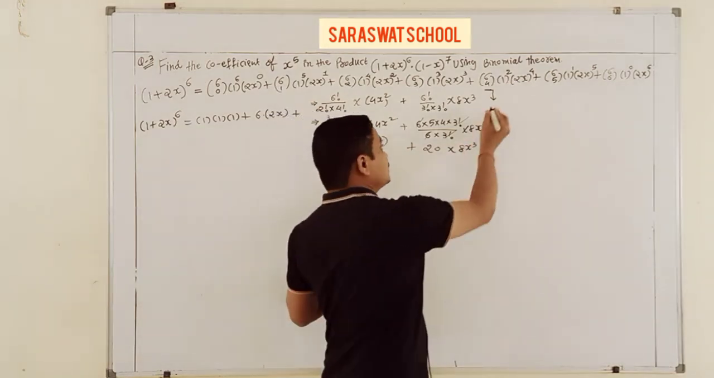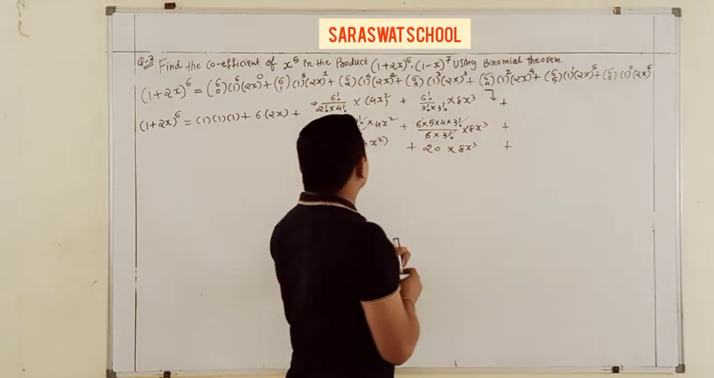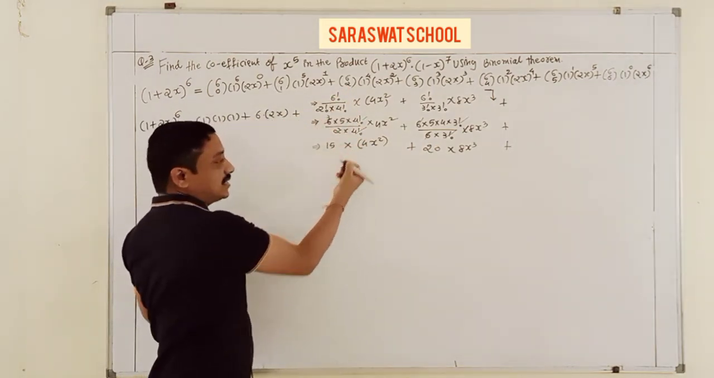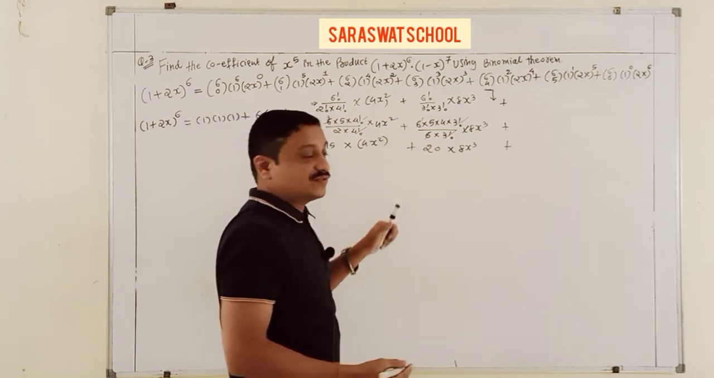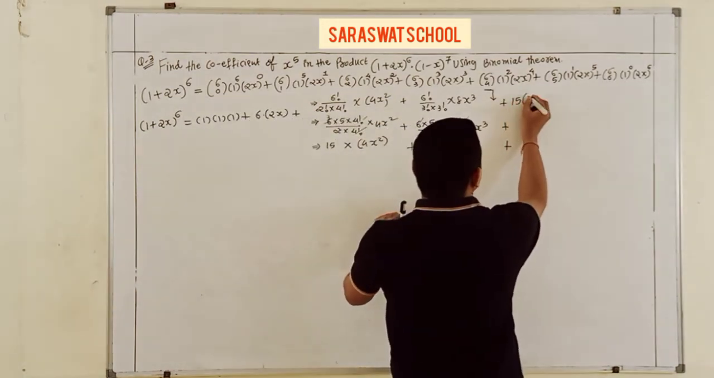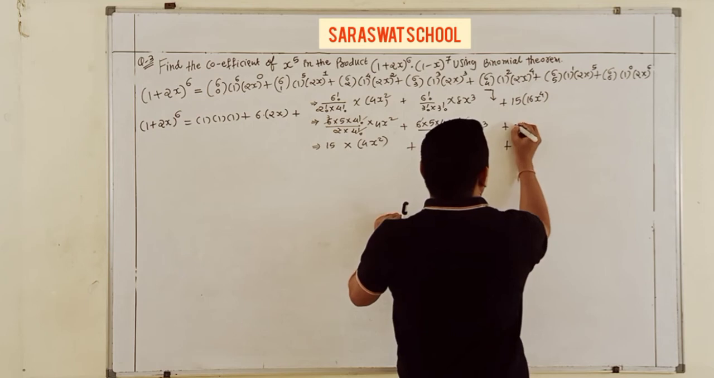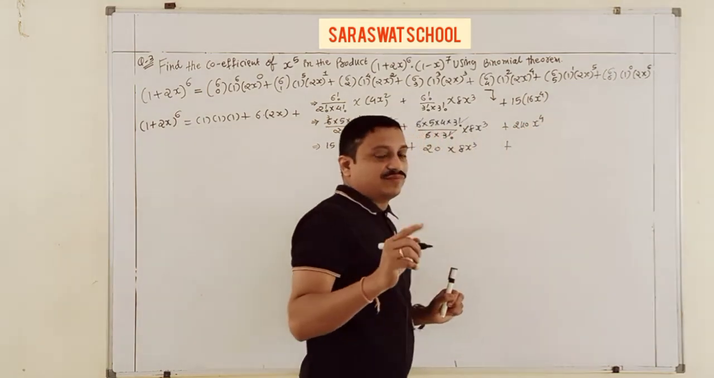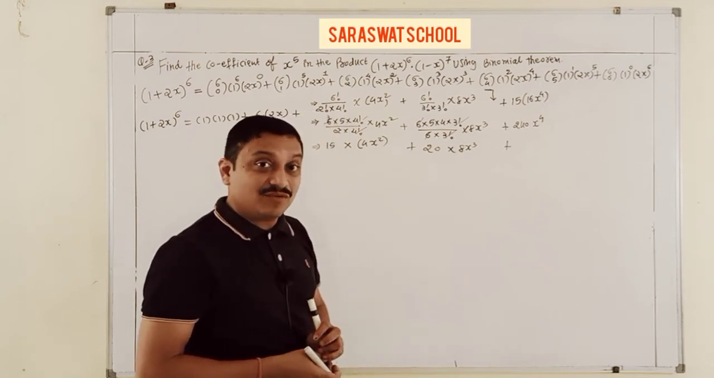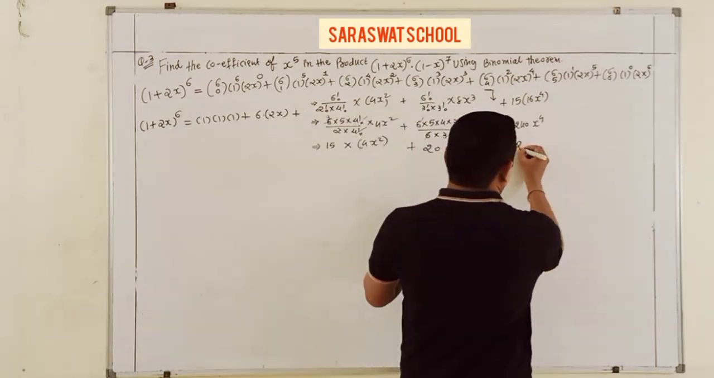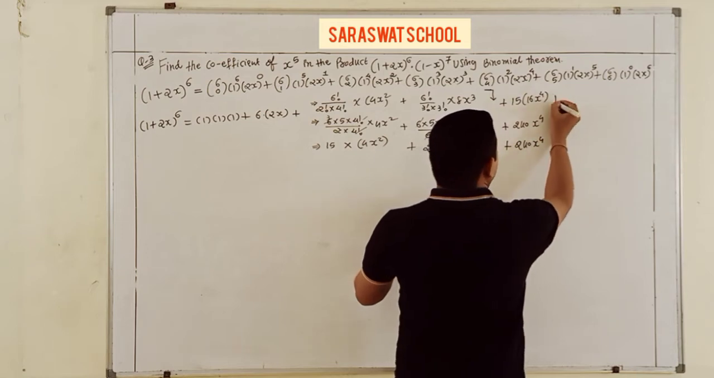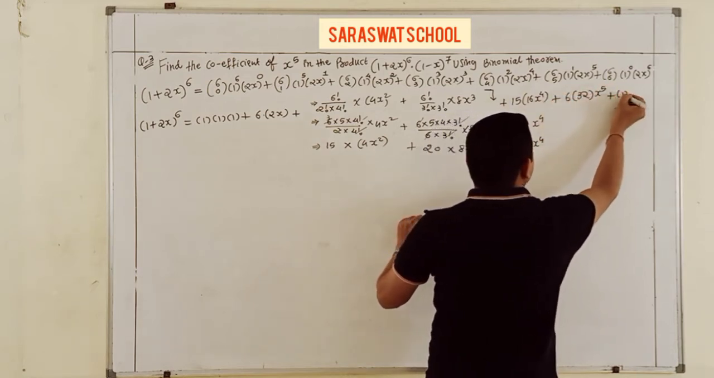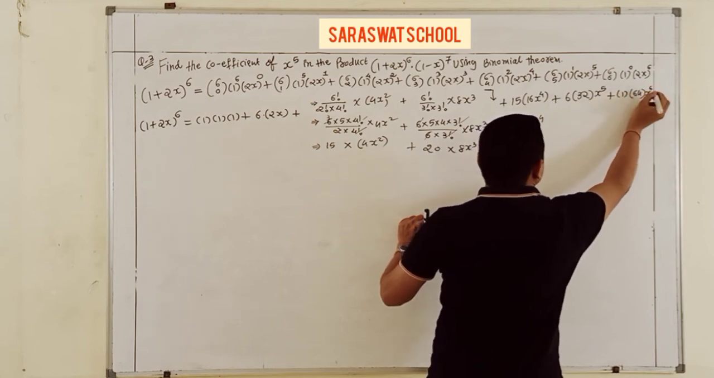Now continue with 6C4. We don't write it down again because 6C2 and 6C4 are the same. Here multiply: 6C4, like 6C2, is 15. So write down 15 times 16x raised to 4. It is 15 and 16, to 40. Correct, no? 15, 15, 2 to 5, 2 to 5 and 15 means 240. It is 240x raised to 4. And here 6 times 32x raised to 5. And that is 1 times 64x raised to 6.